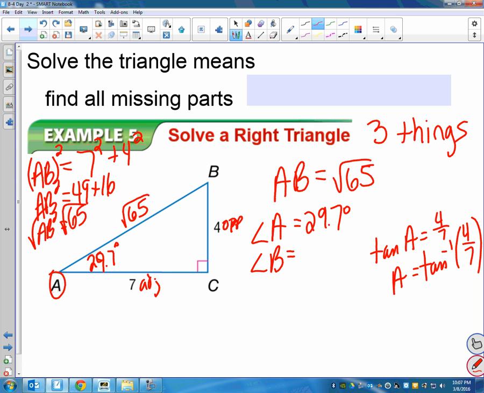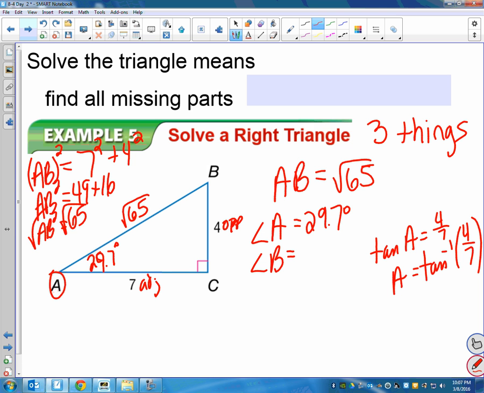What about for angle B? Do I need to do trig again to do angle B? I could. I could set up sine or cosine or tangent of angle B and do the same thing. But does anybody see a quicker way that we could solve for angle B?